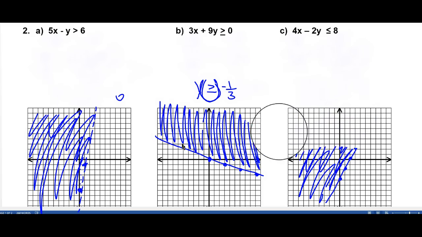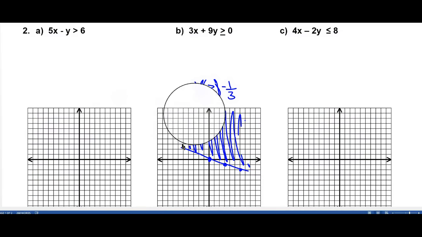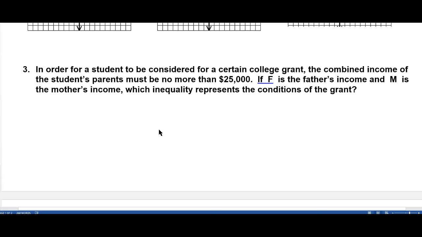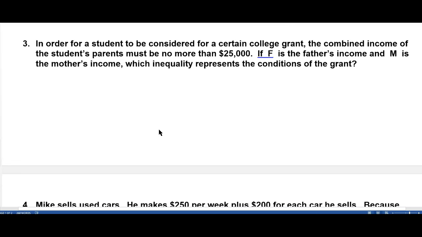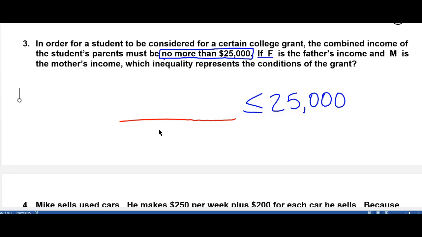Number 3. We start with our word problems down here on number 3. Let's take a look. In order for a student to be considered for a certain college grant, the combined income of the student's parents must be no more than $25,000. Important right there. If it's not more than, that means it can be less than, or it can be equal to 25,000. So the combined income has to be less than or equal to 25,000. F is the father's income.